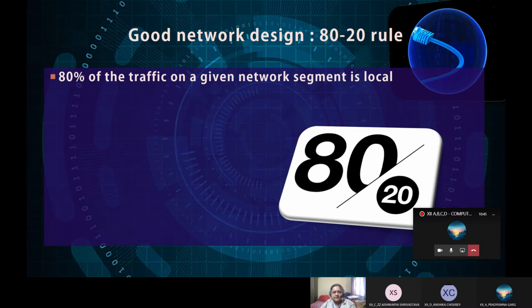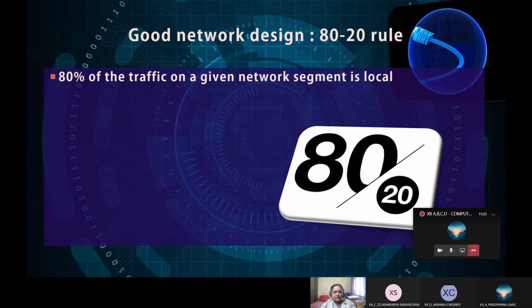80% of the traffic on a given network segment is local. That is, we have to try and set up the network in such a way that 80% of the traffic on the network segment is local traffic, right? That is, it should be traveling locally. For this, we can normally place the server in a location where there are a large number of computers. So there it will form a local area network, and within that local area network a large amount of traffic would be flowing.